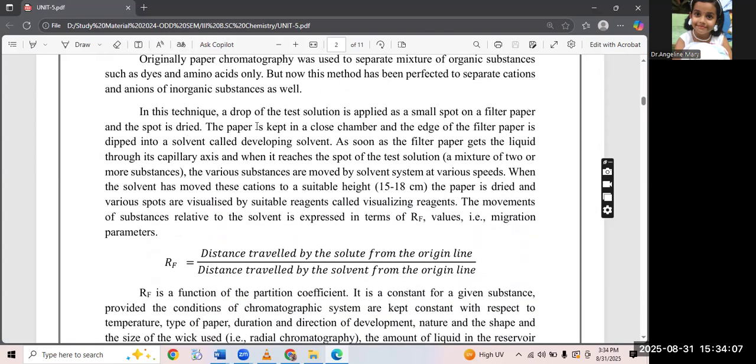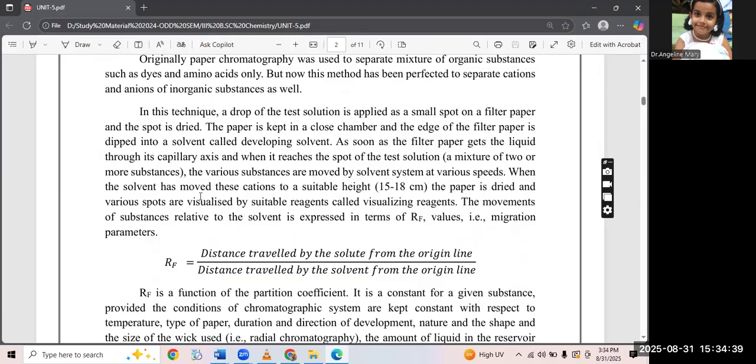In this technique, a drop of the test solution is applied as a small spot on a filter paper and the spot is dried. The paper is kept in a closed chamber and the edge of the filter paper is dipped into a solvent called the developing solvent. As soon as the filter paper takes up the liquid through capillary action and it reaches the spot of the test solution, the various substances are moved by the solvent system at various speeds.